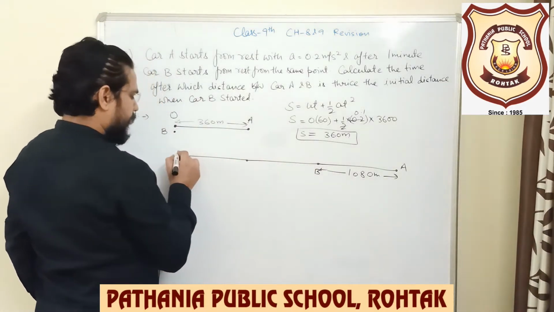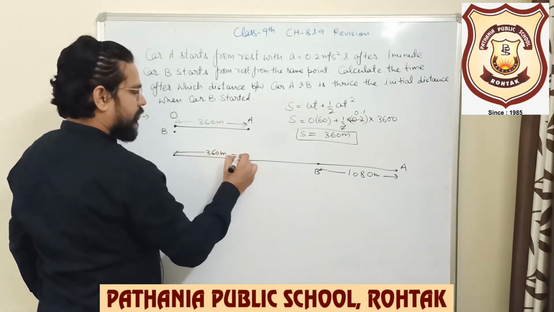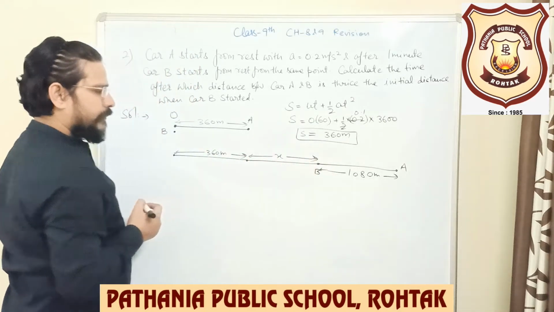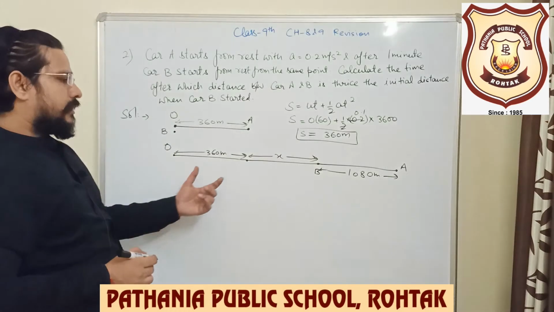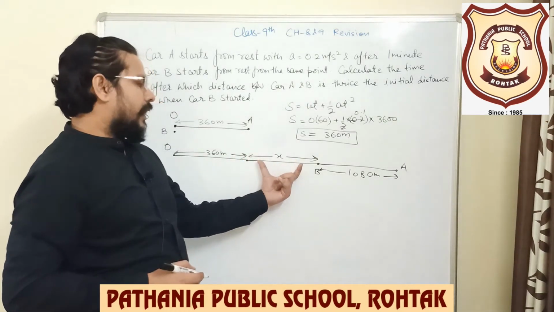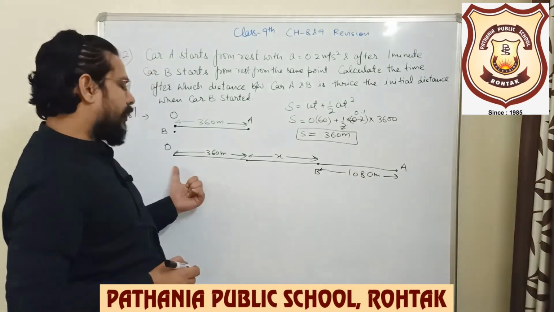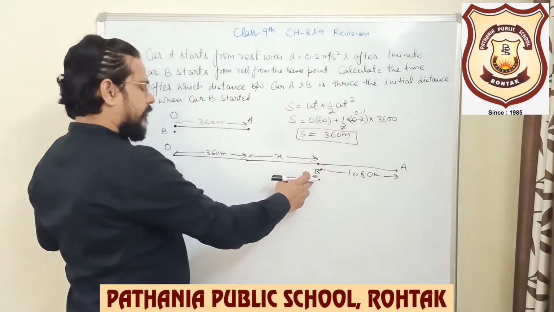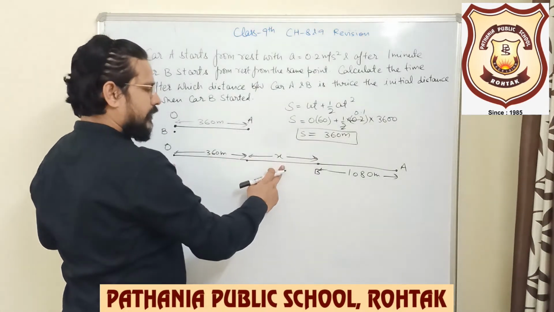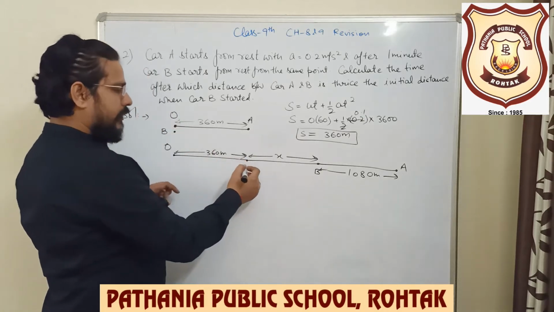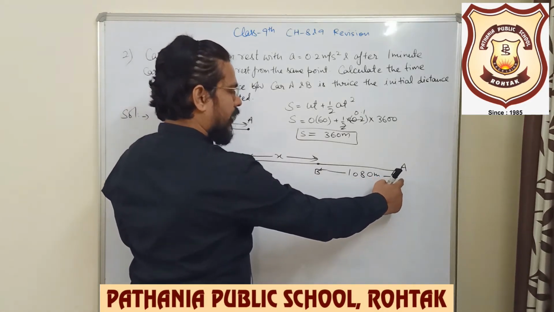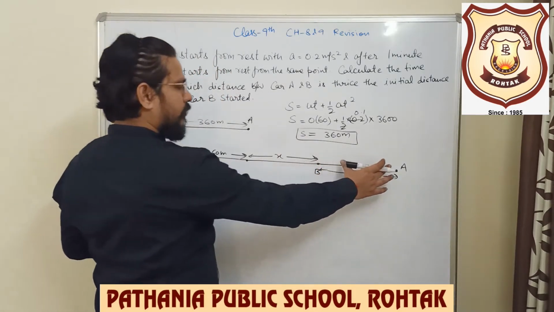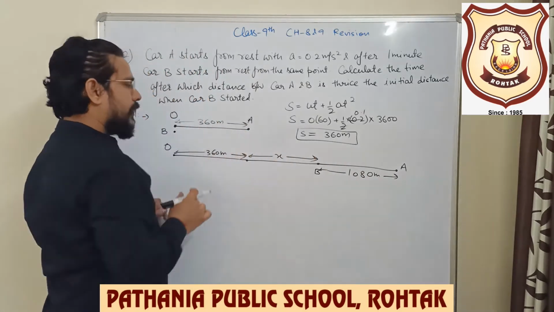And the distance between their initial positions is 360 meters, we already know. Let us say this is achieved after x distance. So we are imagining that car B is at x distance from the starting point. So car B has covered a distance of 360 plus x meters, while car A has covered a distance of x plus 1080 meters in the same time. Then we can achieve the situation when the separation between them is 3 times the initial value.